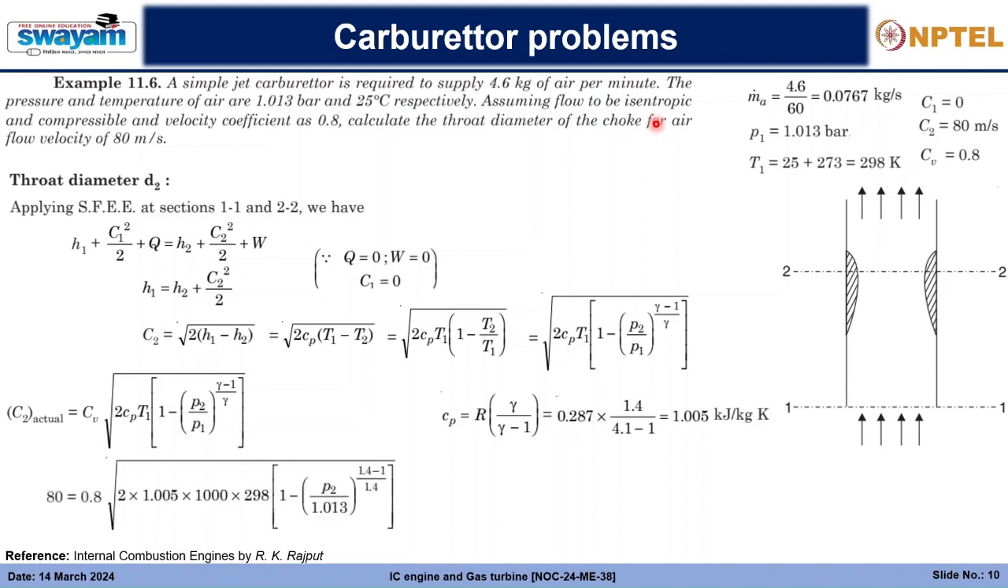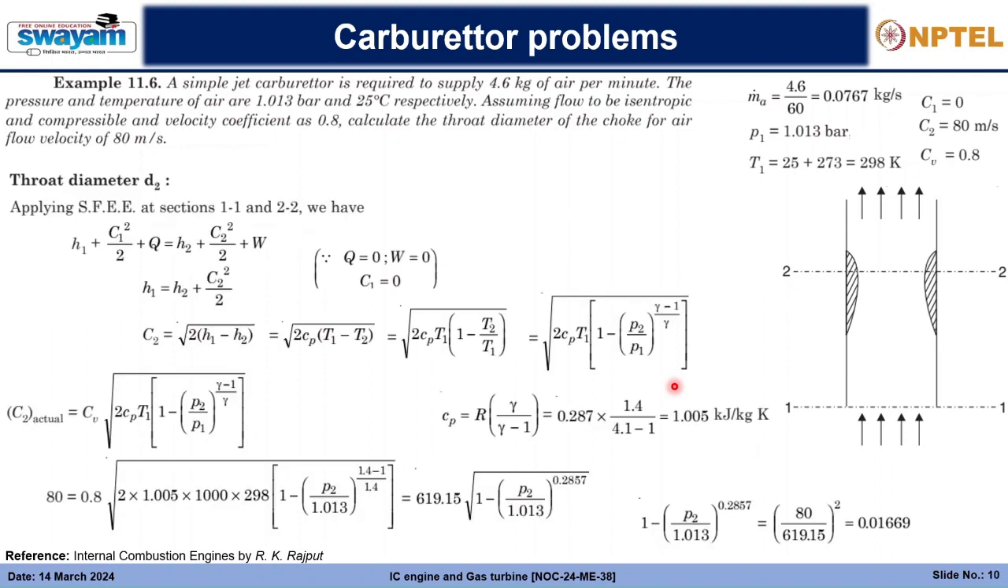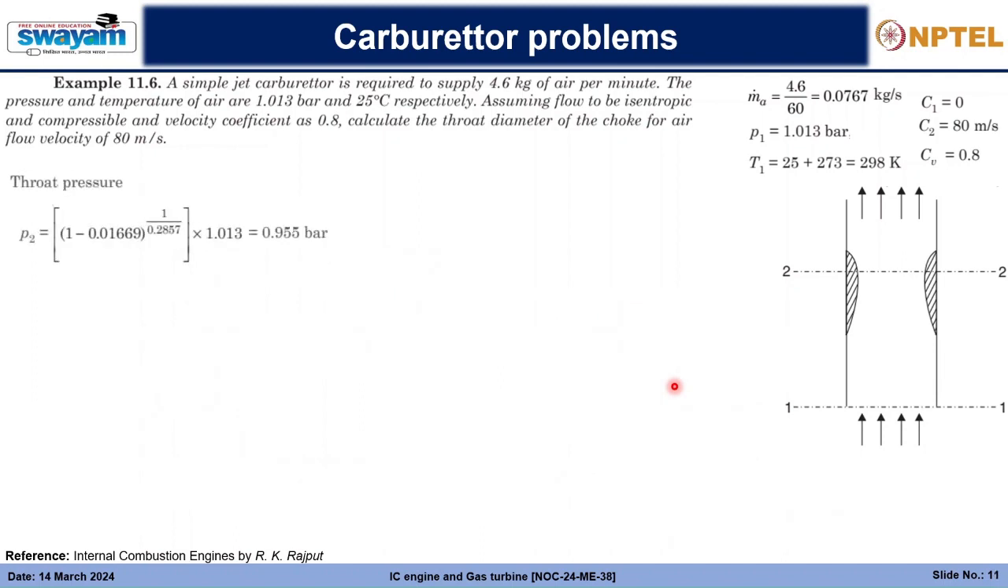Anyway, we now solve for P2 because that is the only unknown here. Finally, we get the value of P2 to be 0.955 bar. If you do the calculations correctly, you will get the throat pressure P2 to be 0.955 bar.